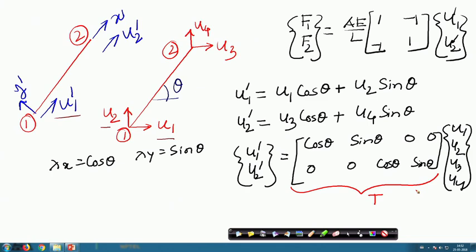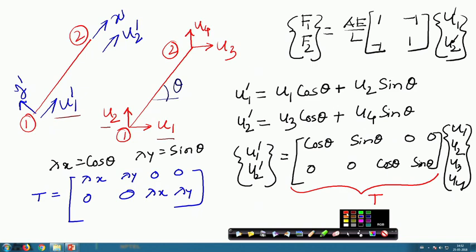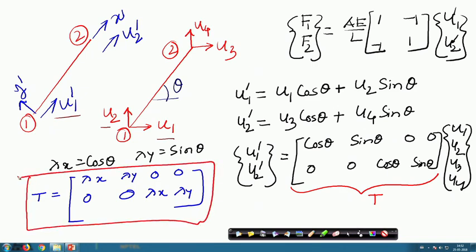So, this is how the transformation of displacement can take place. That is why it is called the transformation matrix. Now, T can be written as T is equal to [lambda x, lambda y, 0, 0; 0, 0, lambda x, lambda y]. This is very important. We will come to this expression once again, or rather several times.